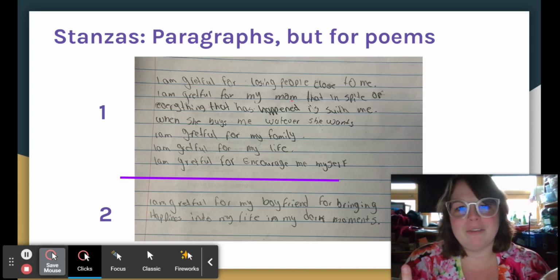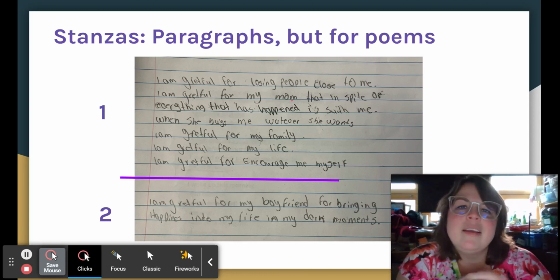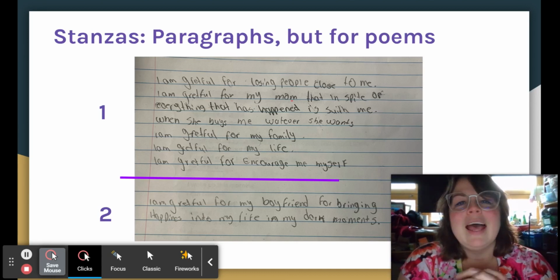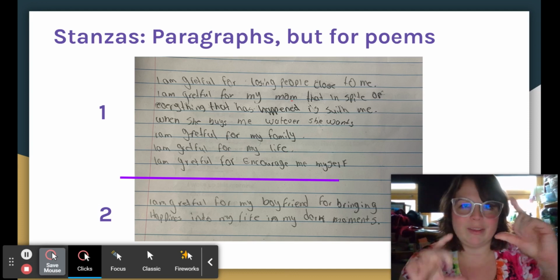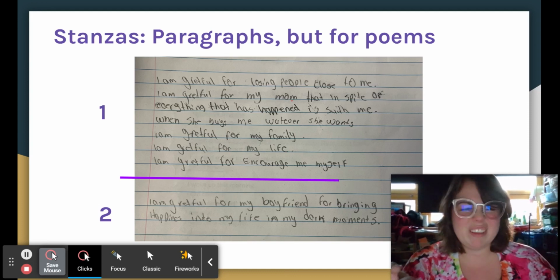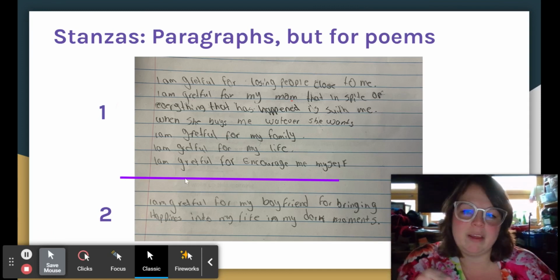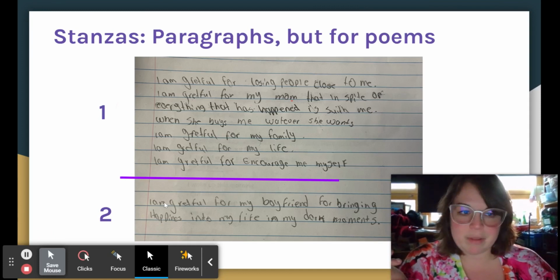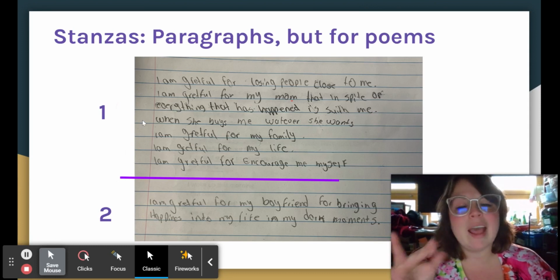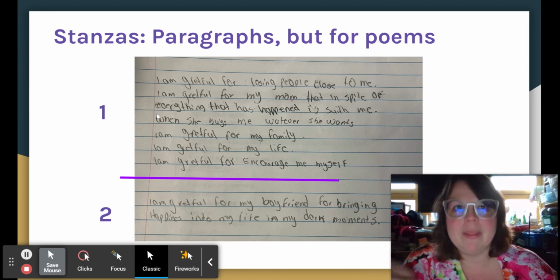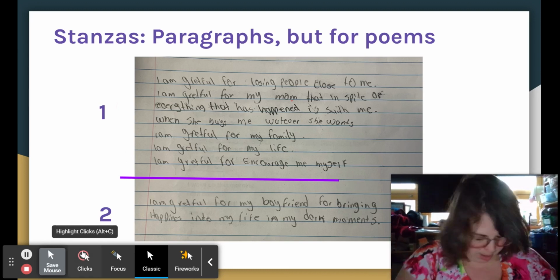The second thing you need to do to make your poem look like a poem is to add stanzas. Stanza is a fancy word for paragraphs, but for poems. And when a poem is organized into stanzas, you can see that it has little chunks. The poem we're looking at right now has 2 stanzas. You can tell because they left extra space in between the first stanza and the second stanza. So it looks like paragraphs in an essay, except it's a poem, not a paragraph.